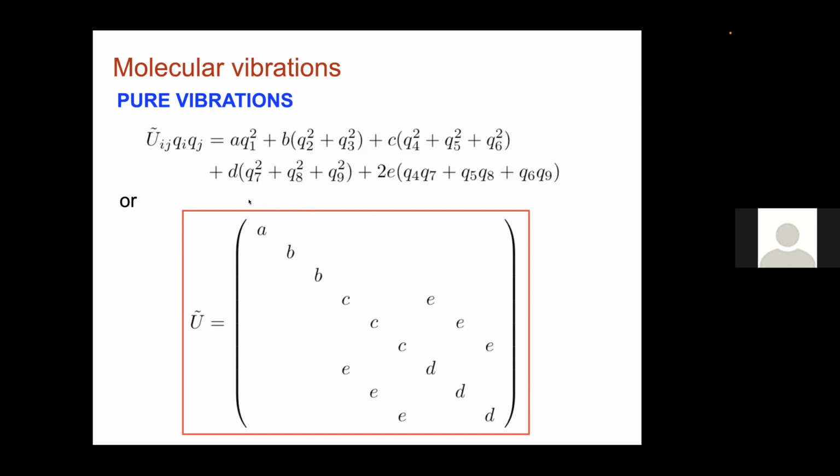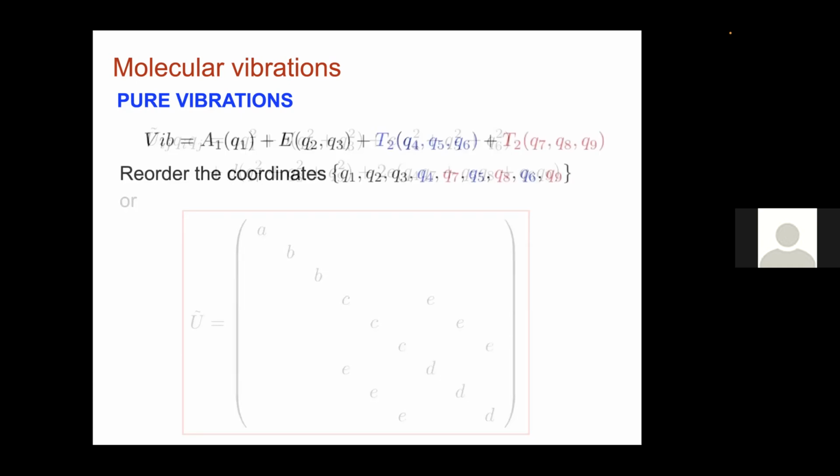Here, this is written in this order: Q1, Q2, Q3, Q4, etc. But this is not a very smart thing to do. We're going to reorder it in this way. I'm going to take Q1, I'm going to take Q2, Q3, and now instead of taking Q4, Q5, Q6, and Q7, Q8, Q9, I'm going to take the first of this one and the first of this one. So Q4, Q7. The second and the second, Q5, Q8. Now the third and the third, Q6, Q9. I mean, this is just a change of basis. I just order my coordinates in a different way.